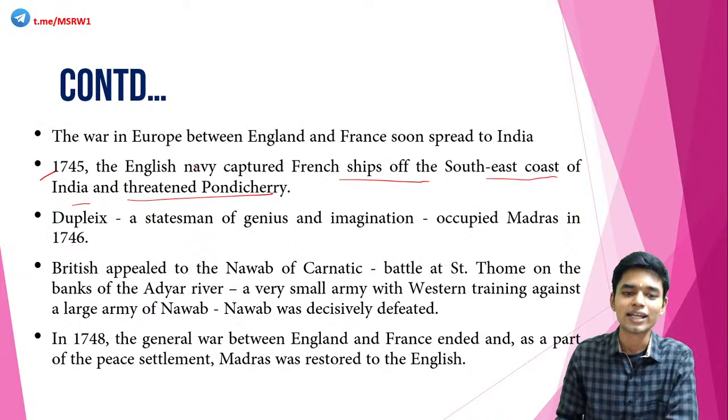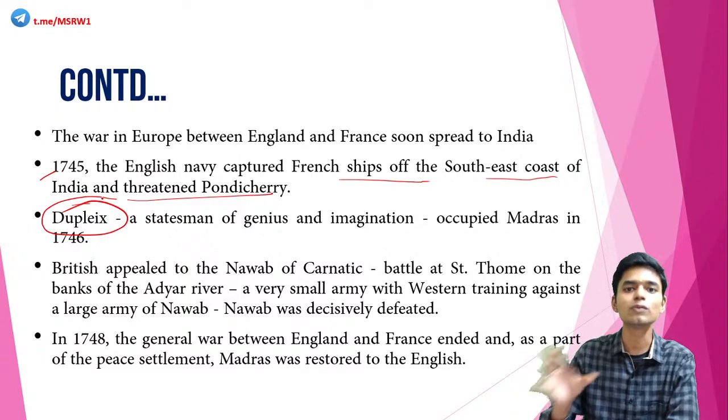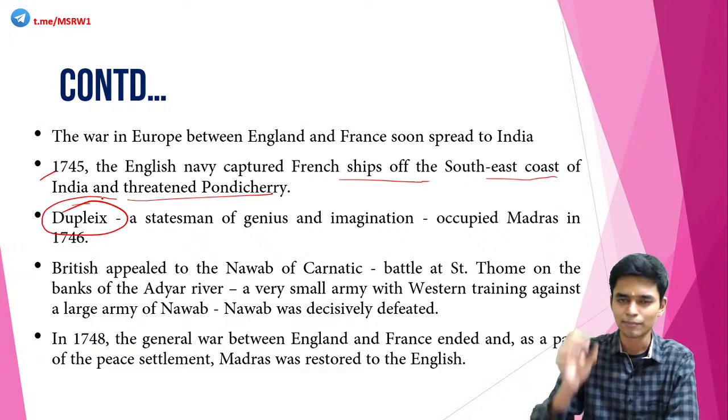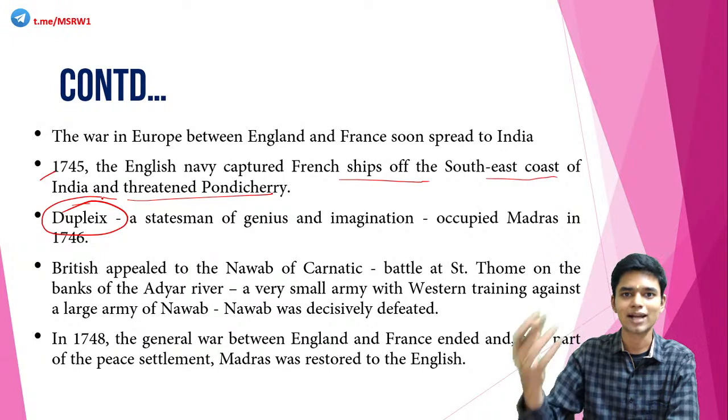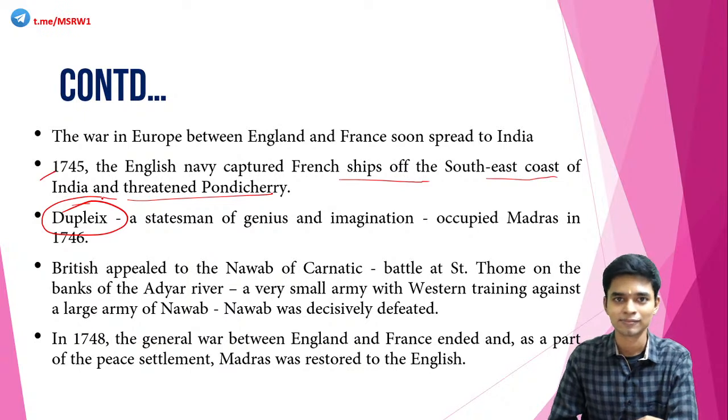Okay, so the English Navy captured the French ships and threatened Pondicherry in 1745. In 1746, the French retaliated. Dupleix was the French governor in India at that time. The charge of French troops in India was given to Dupleix. Dupleix was a very able statesman, a brilliant commander, very imaginative. And he attacked Madras and occupied it in 1746.